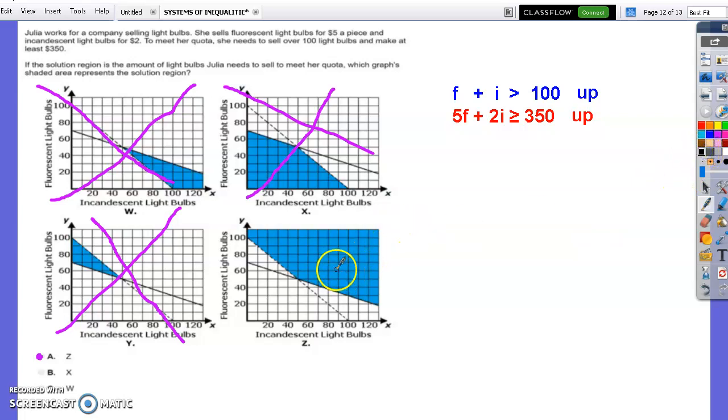he could sell, what is this, 90 incandescent light bulbs and 60 fluorescent light bulbs. Another combination that he could sell is 60 incandescent light bulbs and 90 fluorescent light bulbs. He could sell any amount up here. All right, so any ordered pair would satisfy this system and make it a true statement. And that's it.